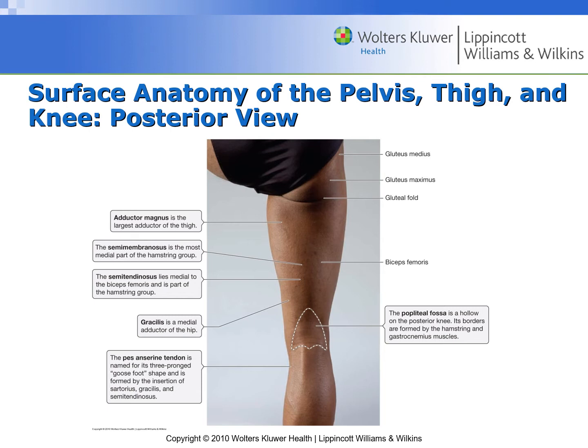The pes anserine tendon is named for its three-pronged goose foot shape and is formed by the insertion of the sartorius, gracilis, and the semitendinosus. The popliteal fossa is a hollow on the posterior knee. Its borders are formed by the hamstring and gastrocnemius muscles.